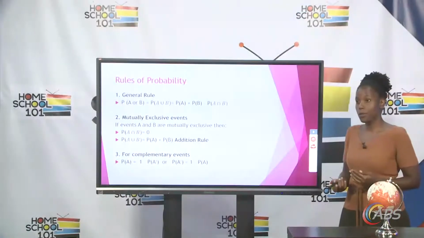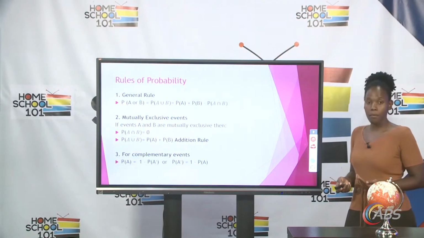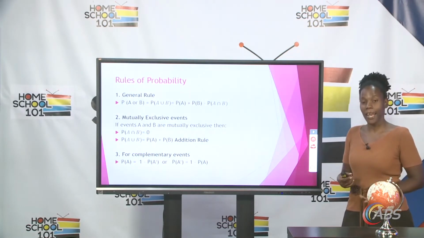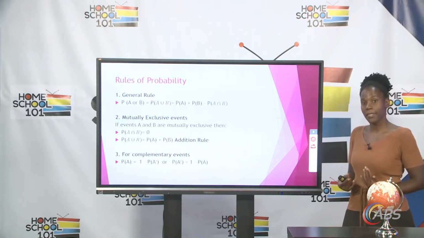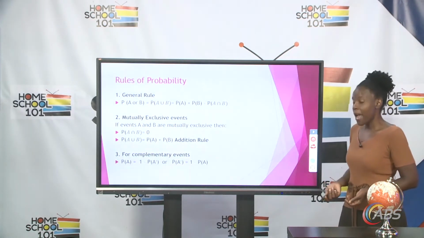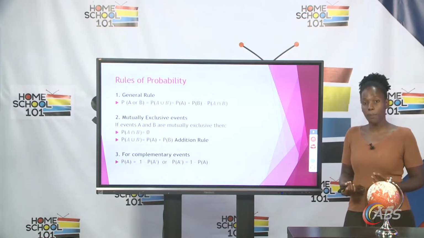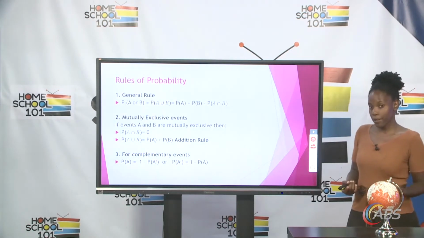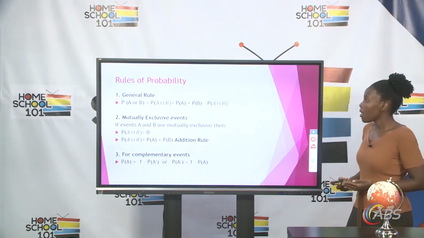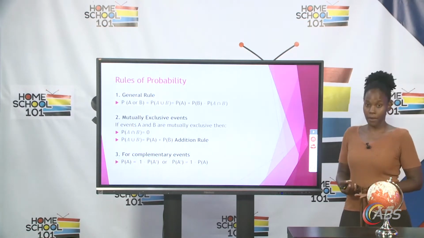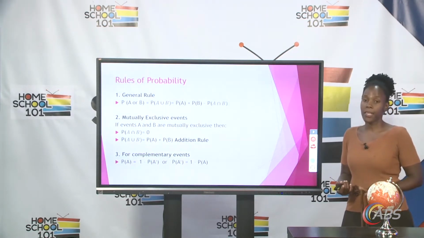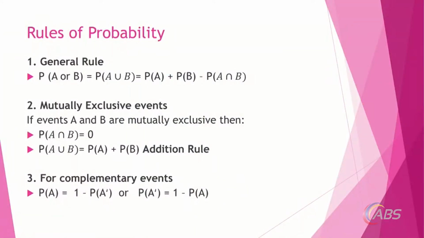For mutually exclusive events, as indicated, they cannot occur at the same time, hence the intersection would be equal to 0. So the probability of A intersect B would be equal to 0, and the probability of A union B would be equal to the probability of A plus the probability of B. And this we refer to as the addition rule. The third rule states that for complementary events, the probability of A is equal to 1 minus the probability of A complement. Or the probability of A complement is equal to 1 minus the probability of A.